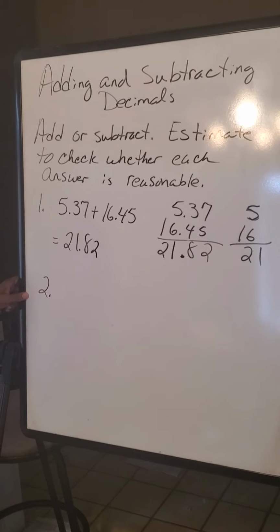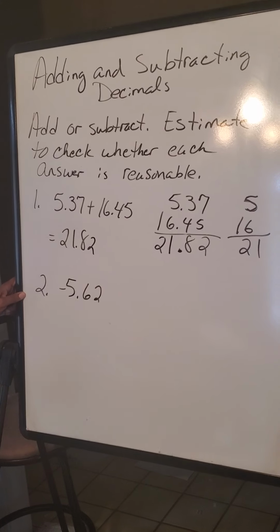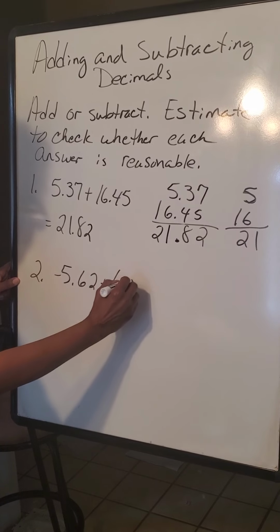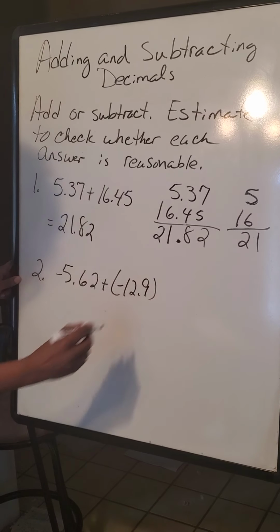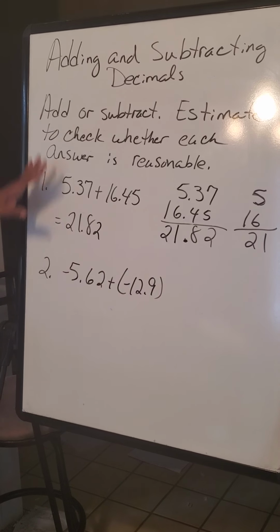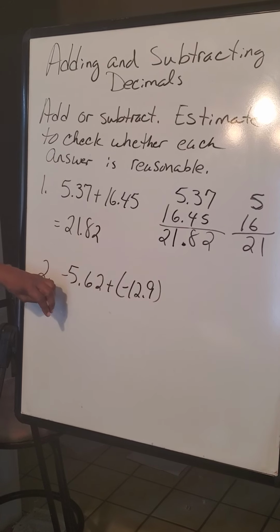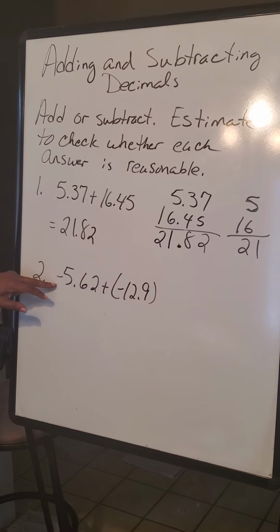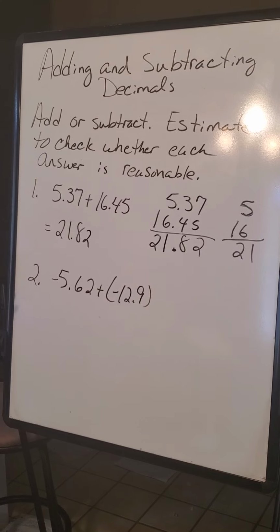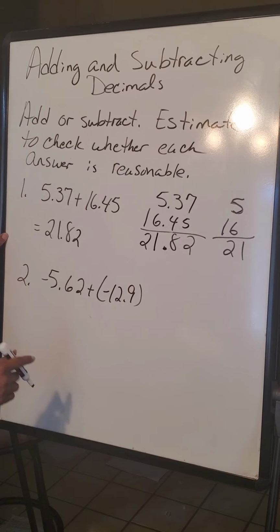Example 2. If I had a negative 5 and 62/100ths, and I want to add to it a negative 12 and 9/10ths. Again, in order to add or subtract decimals, you line the decimals up. If you go back to your rules, when we taught the rules for integers, these two numbers have the same sign. The rules will apply no matter what set of numbers you're dealing with. So these have the same sign, so I need to add them.